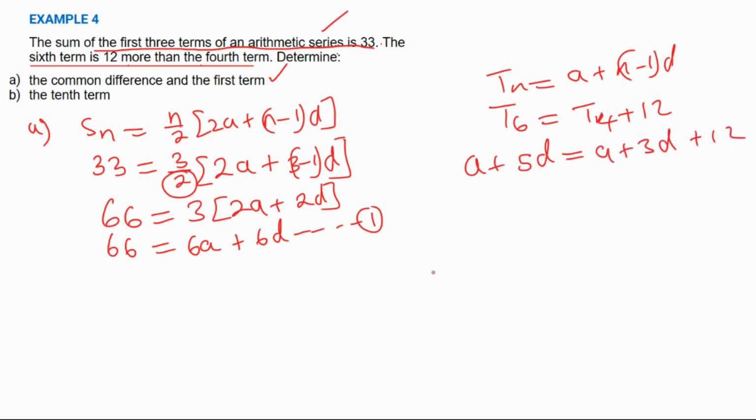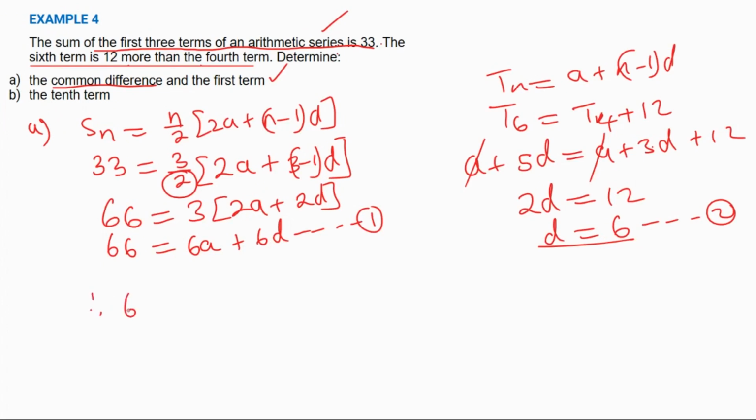Okay, let's simplify this. a minus a is 0. And then 5d minus 3d, I'm subtracting 3d on both sides of the equation, so it's going to be 2d is equal to 12, and then d is equal to 6. Let's make this equation 2, but we've answered one part of the question here, the common difference, so the common difference is 6. Done with that. Now how do you find a? We can substitute d into equation 1, so it becomes 66 is equal to 6a plus 6 times 6.